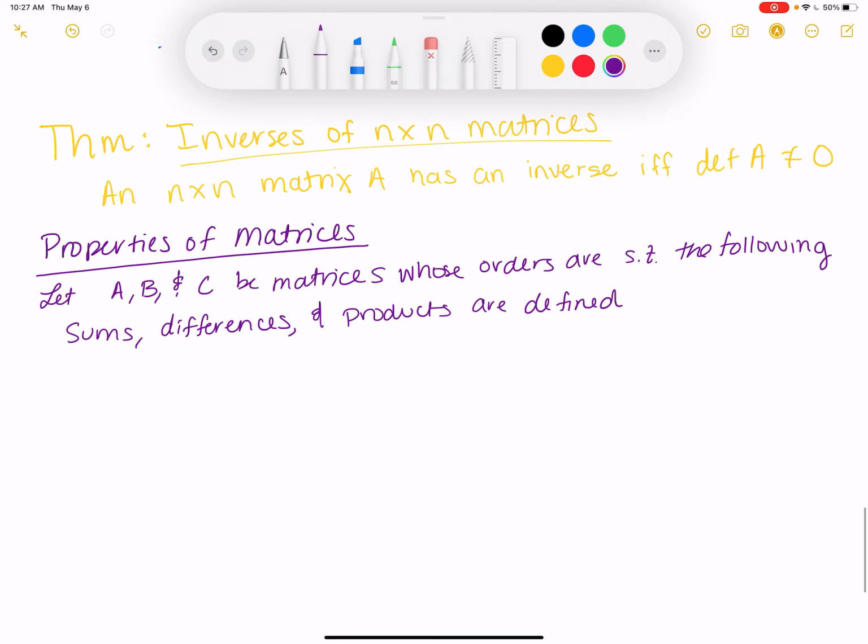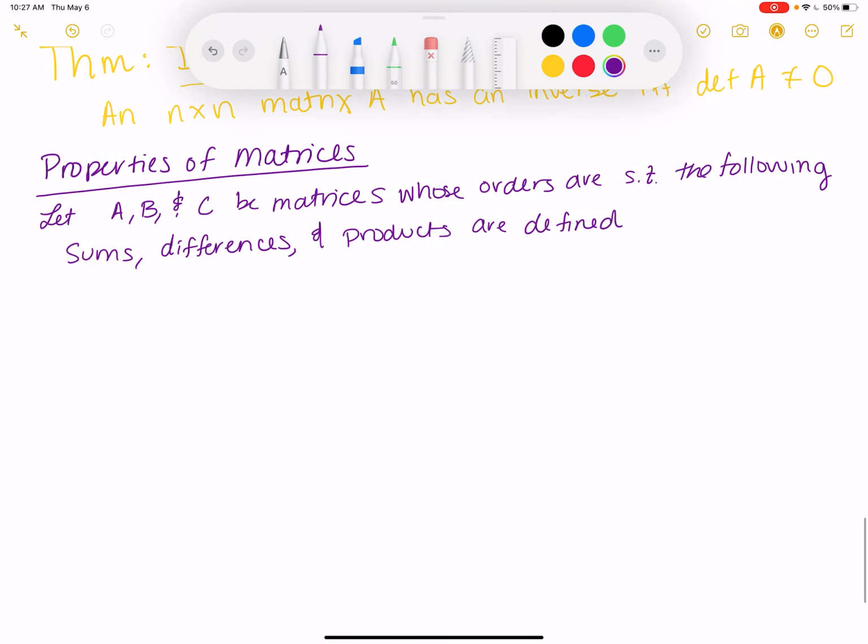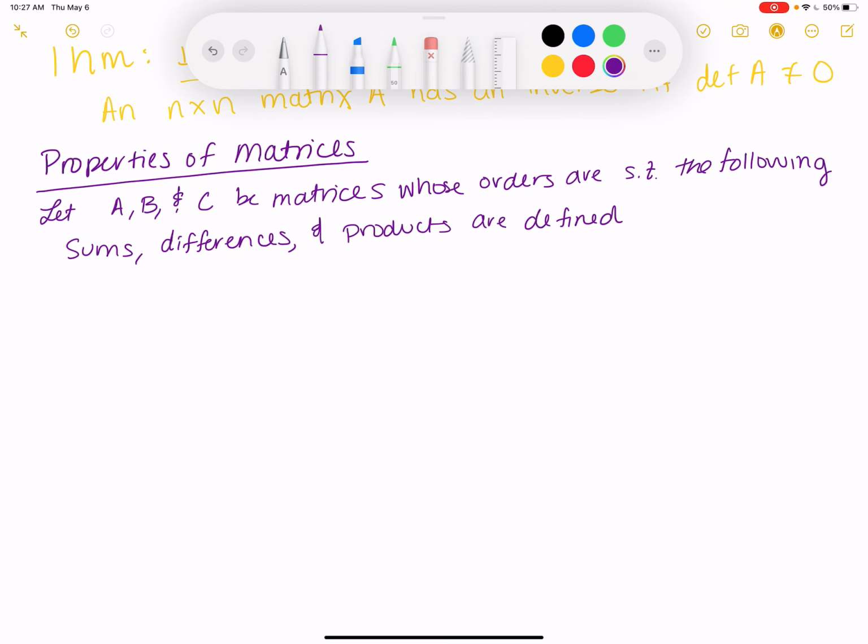What is ST? Such that. I've been wondering that since yesterday.